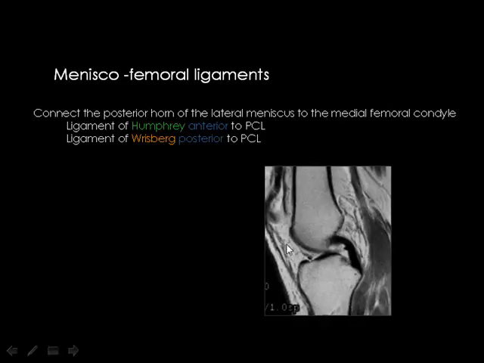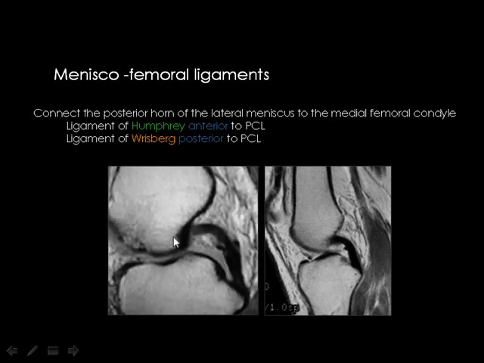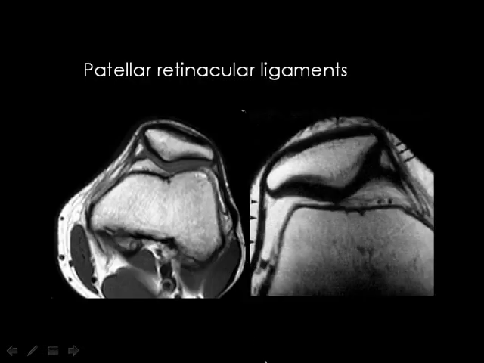Then, this is what? This is the posterior cruciate ligament. And this is the posterior cruciate ligament. And you know that there are two small ligaments along the posterior cruciate ligament. One is known as the ligament of Humphrey, and the other one is known as the ligament of Wrisberg. These are the meniscofemoral ligaments attaching the meniscus to the femoral condyle. But it's not important. The importance is in the posterior cruciate ligament.